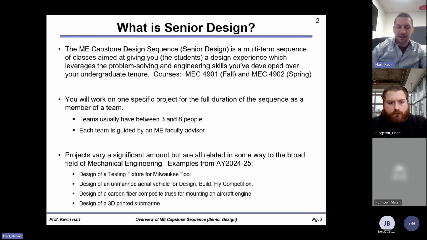You're going to work as a member of a team. Teams are between 3 and 8. Most are going to be about 4 or 5, I would guess. And each of those teams is going to be guided by a faculty advisor. Not necessarily me, though I do advise some projects usually as well.